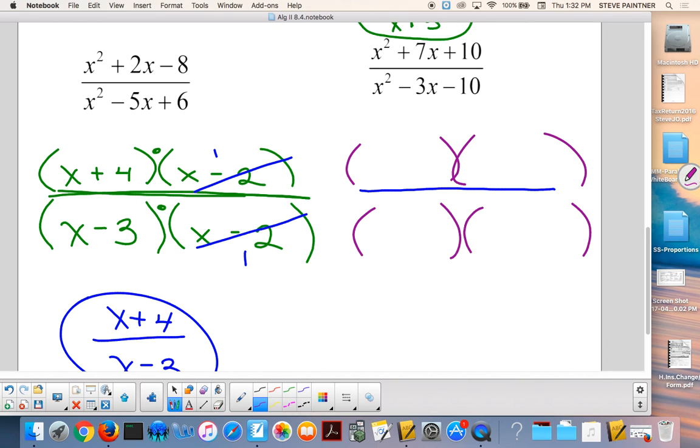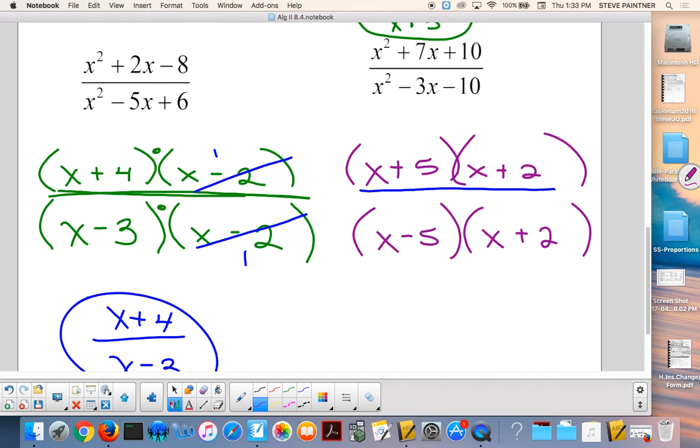Will, do you have the top? X plus 5 and x plus 2. Okay, x plus 5, x plus 2 is 5 times 2, 10. Yes. Is 5 plus 2, 7? Yes. Adrian, do you have the bottom? X minus 5 and x plus 2. Is negative 5 times 2 negative 10? Yes. Is negative 5 plus 2 negative 3? Yes. You guys factored perfectly.